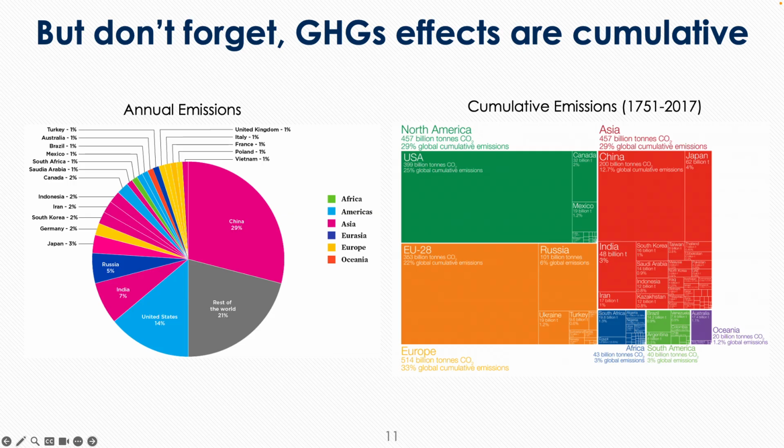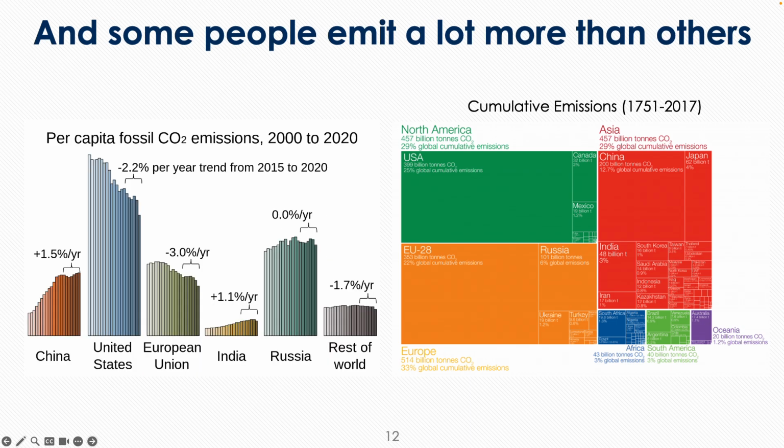And even digging a little bit deeper, some people emit a lot more than others, right? So from a per capita basis, for example, if you look at the US, the amount that an individual person emits is maybe substantially higher than someone else. You can slice and dice this many different ways to think about what a country should be responsible for.